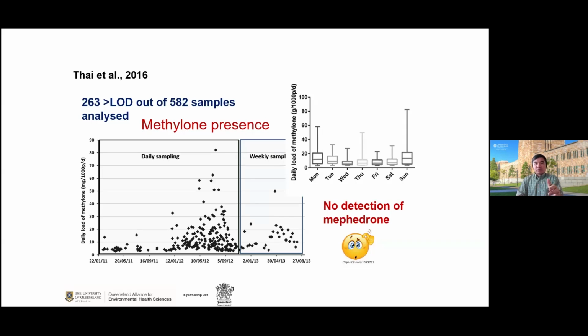even those in seizures, the level of methylone seized by the police is higher than the level of mephedrone. With methylone, we can see the weekly use patterns. So it's higher during the weekend and lower during the weekday. So the cathinone substances have the same patterns of use as MDMA ecstasy.